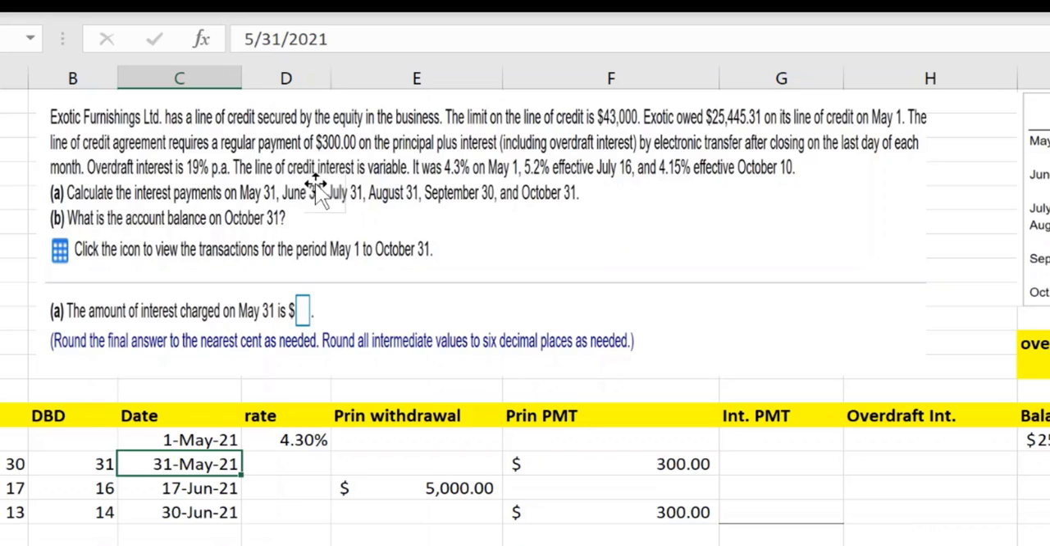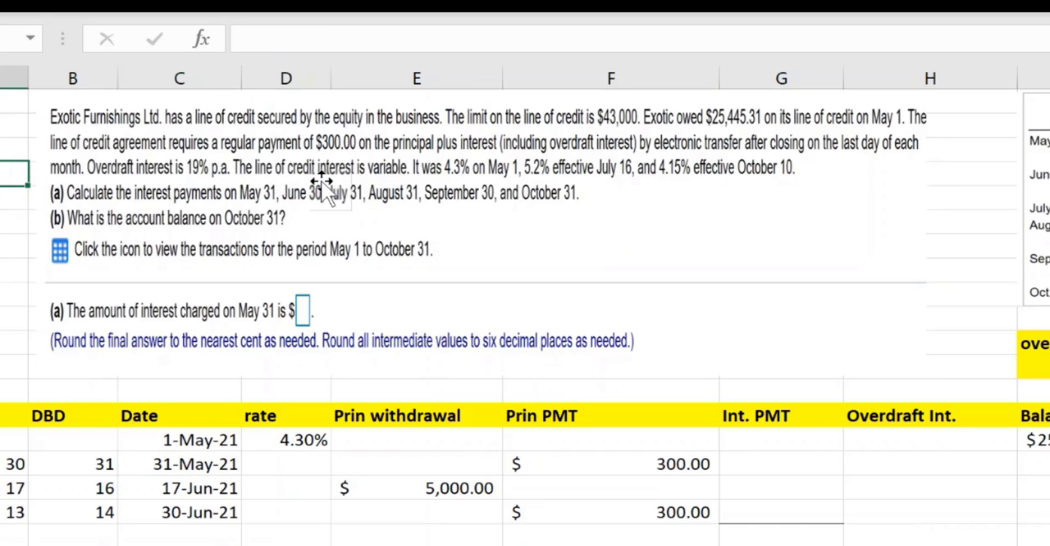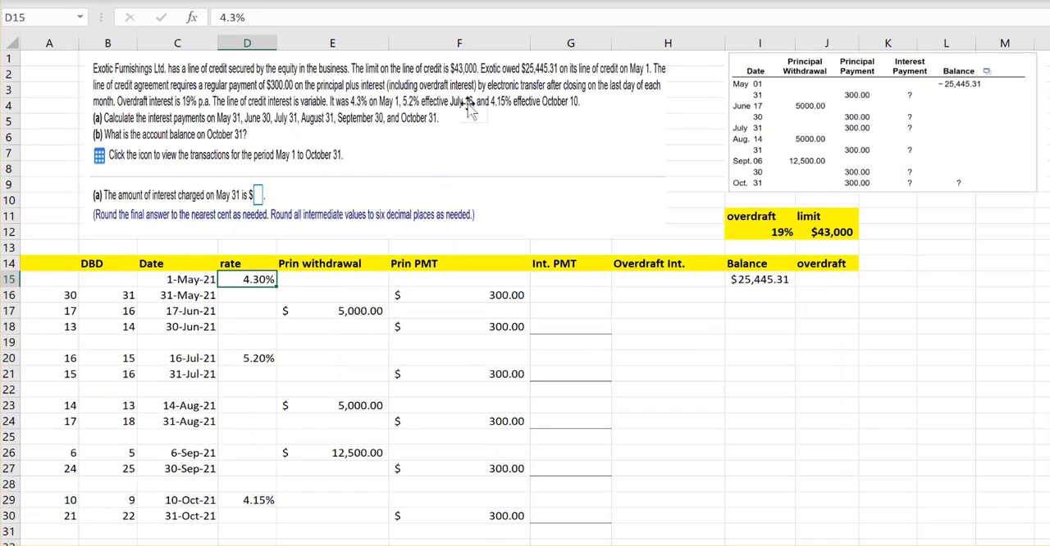Overdraft interest is 19% per annum. The line of credit is variable, so it changes. It started at 4.3% on May 1st, changed to 5.2% on July 16th, and also to 4.15% on October 10th.